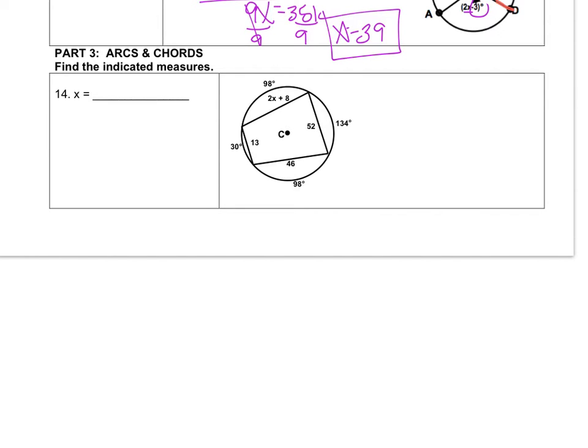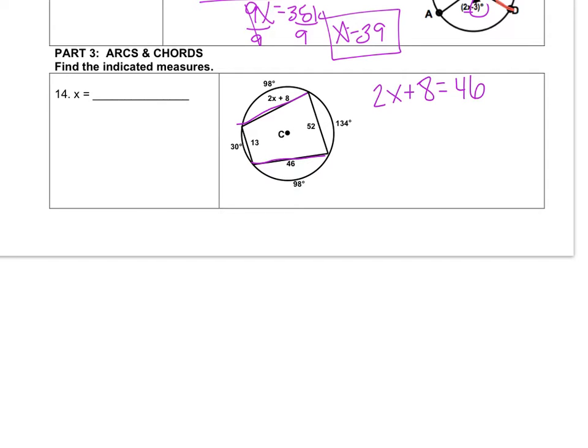I see 2 minor arcs that are congruent. I have 98 and 98 here. So I know those 2 arcs are congruent. I know these 2 arcs are congruent. If I know those 2 arcs are congruent, then I know their chords are also congruent. So if they're congruent, I'm going to set them equal to each other. So I have 2x plus 8 equals 46.